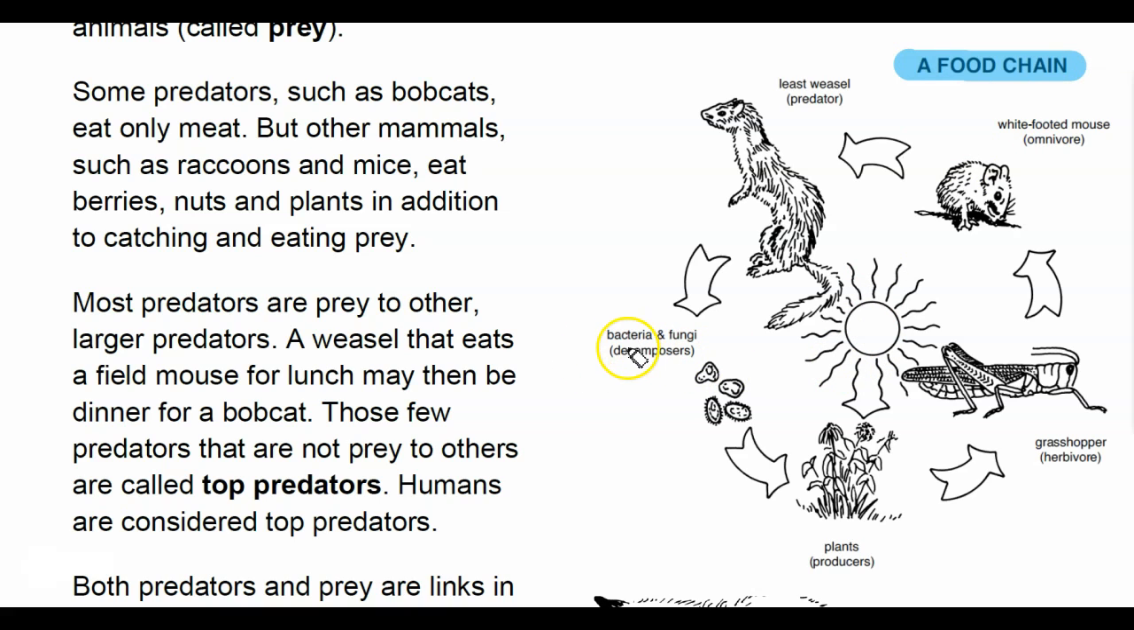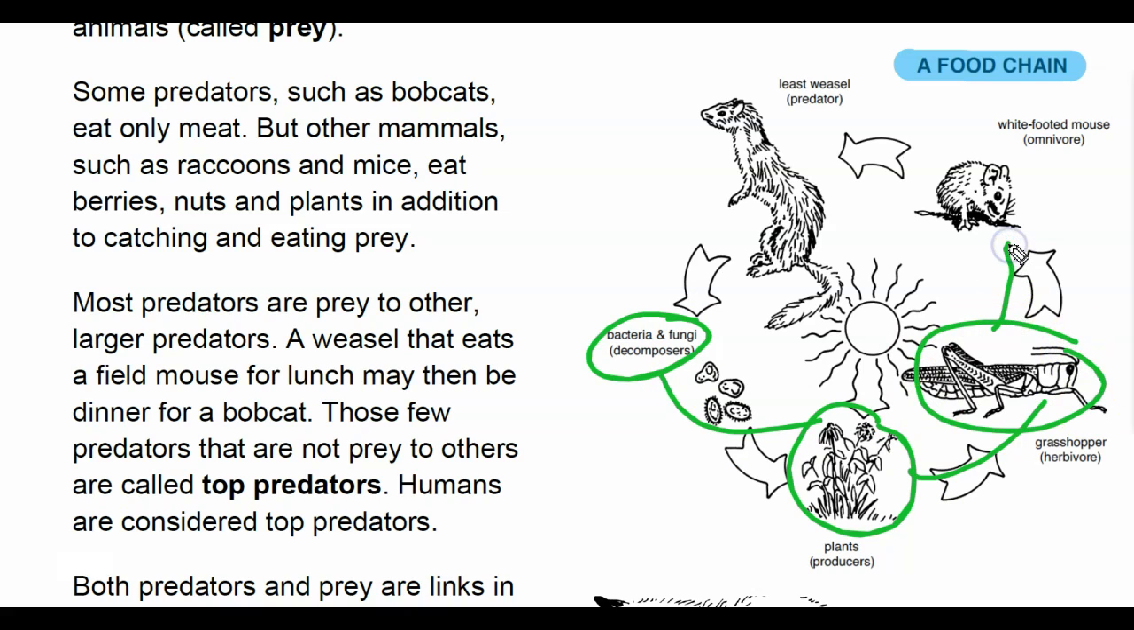It starts with the bacteria and the fungi, decomposers, which feed the plants. The plants are eaten by the grasshopper. The grasshopper is eaten by the little white-footed mouse. An omnivore means that he eats plants or meat. And then the little mouse, poor little guy, is eaten by a weasel, which is his predator.